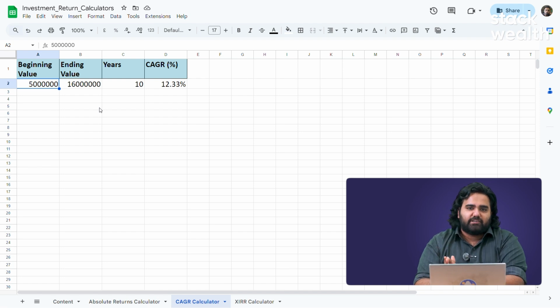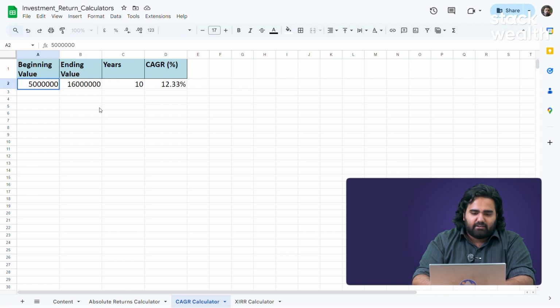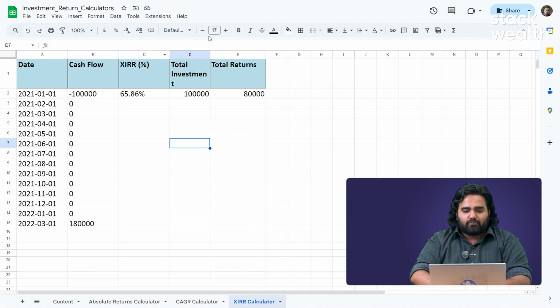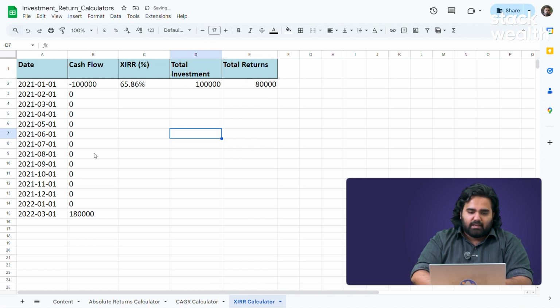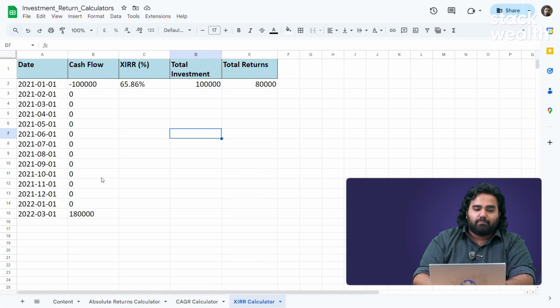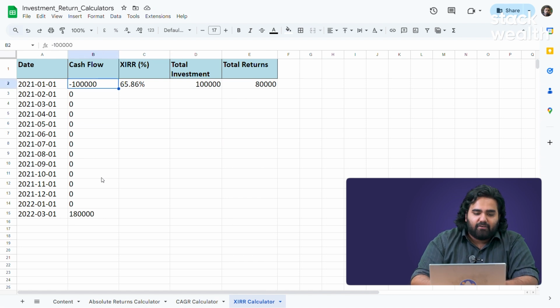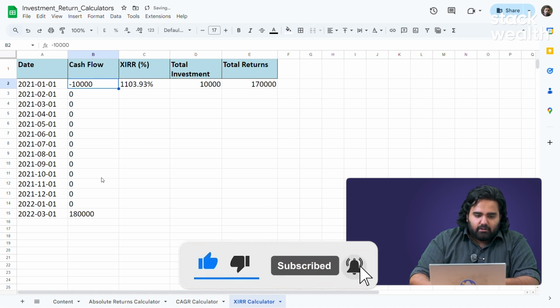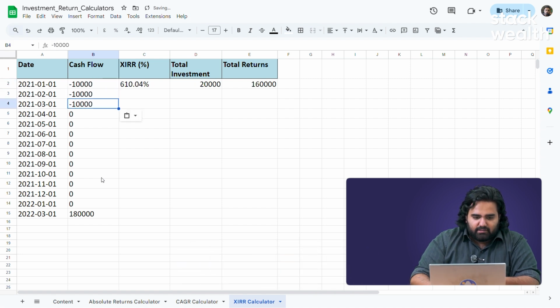Now you understand the difference between CAGR and absolute returns. You have a clear understanding with the duration taken into account. Now finally we are moving to XIRR. XIRR of course is a little bit more complex. As you can see here, we are looking at duration, but more importantly we are looking at when the investment is made in that time span. Sorry, let me set this up quickly.